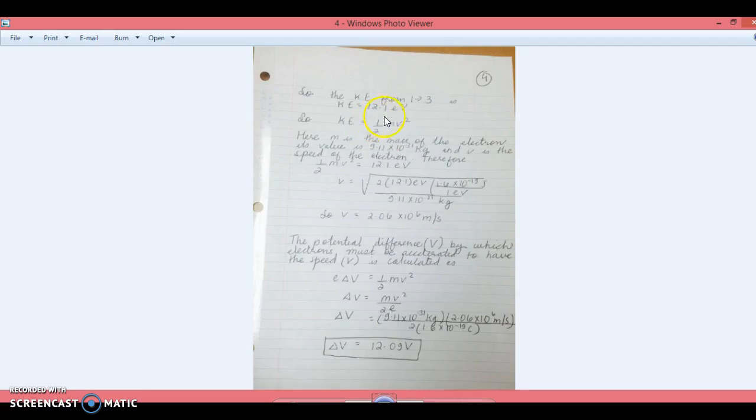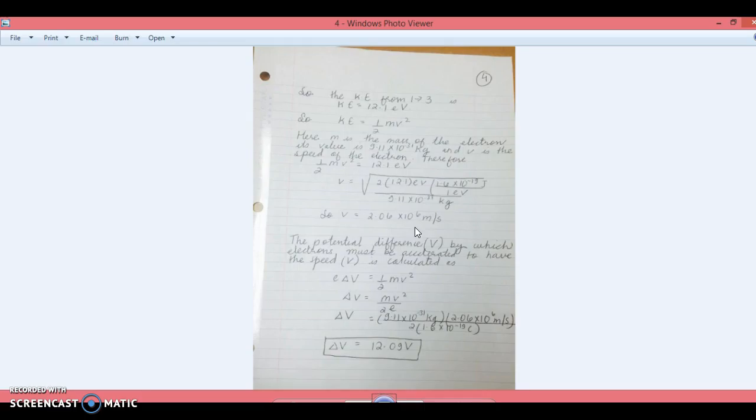We also know the formula for kinetic energy, which is half mv squared. So we can equate half mv squared to 12.1 electron volts. So v equals the square root of 2 times 12.1 electron volts, and we convert the electron volts to joules by multiplying by 1.6 times 10 to the power negative 19, which is the charge of an electron, then divide by the mass of the electron. We get the speed, which is 2.06 times 10 to the power 6 meters per second.